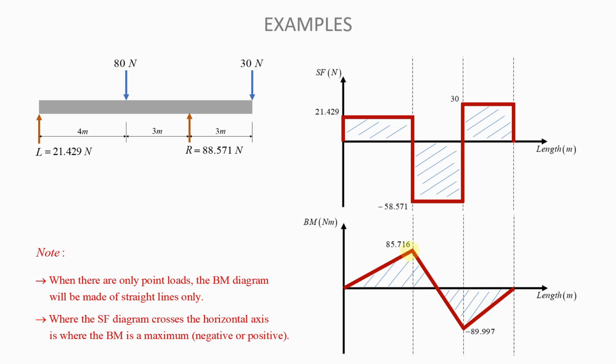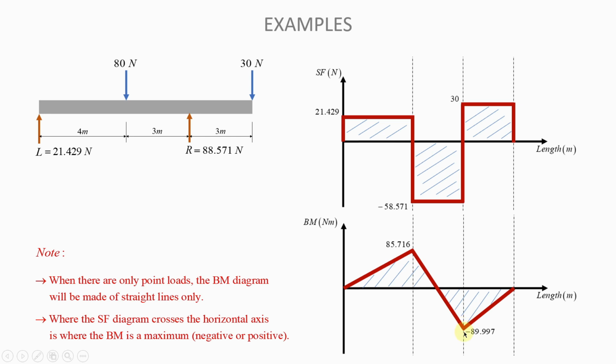Okay, so it can be a positive maximum or a negative maximum, but it will be a maximum value. Remember that when you are drawing your bending moment diagram, if you are at a location where the shear force diagram crosses the horizontal axis, on your bending moment diagram that will give you a maximum. So here at this location you're supposed to have a maximum on your bending moment diagram, and at that location also you're supposed to have a maximum.